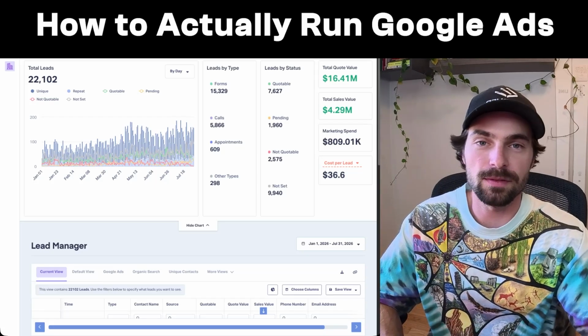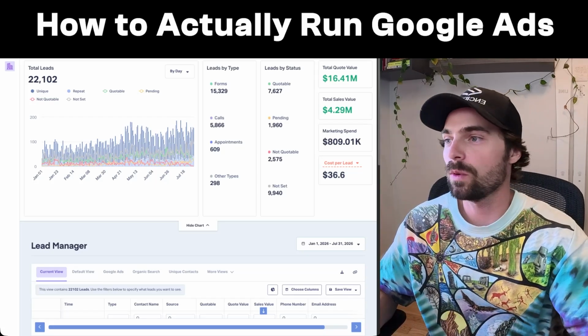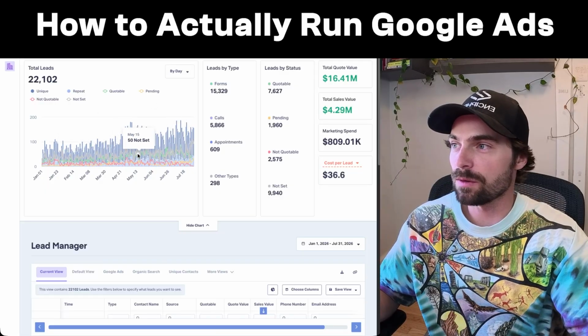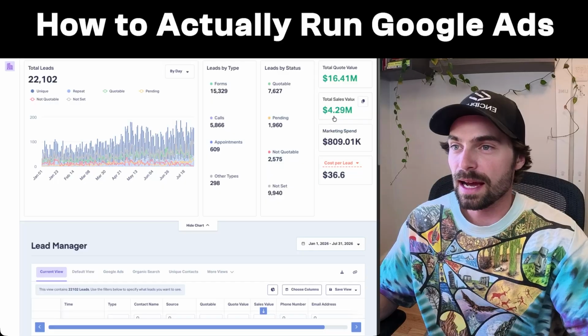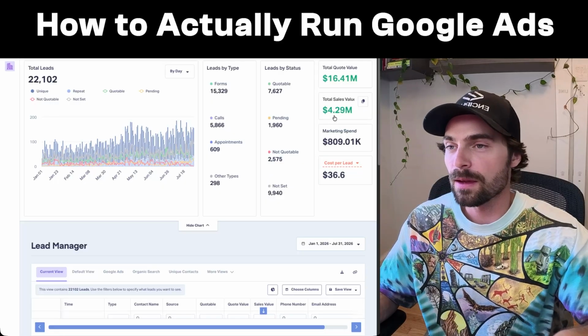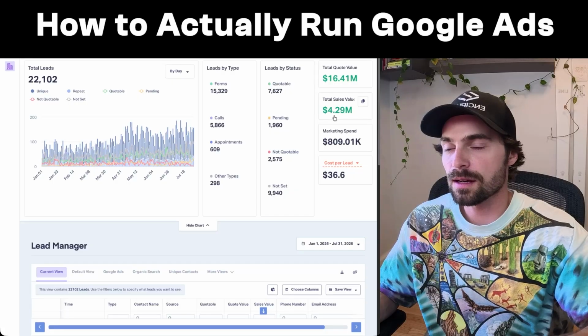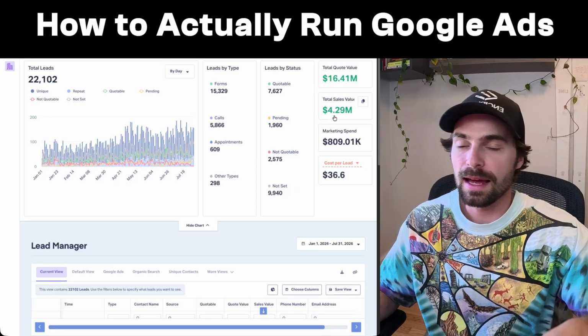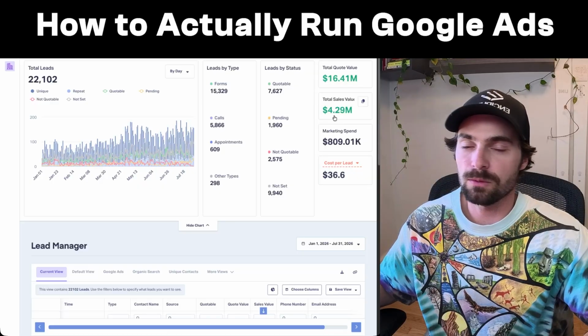Today, I'm going to talk about some advanced Google Ads strategies and how we are able to generate results like this for our Google Ads clients, where we've generated 22,000 leads. We have generated almost $4.3 million in revenue so far this year. We have spent $800,000 on Google Ads, approximately a 5x return on ad spend. And this is just for one of the accounts that we manage.